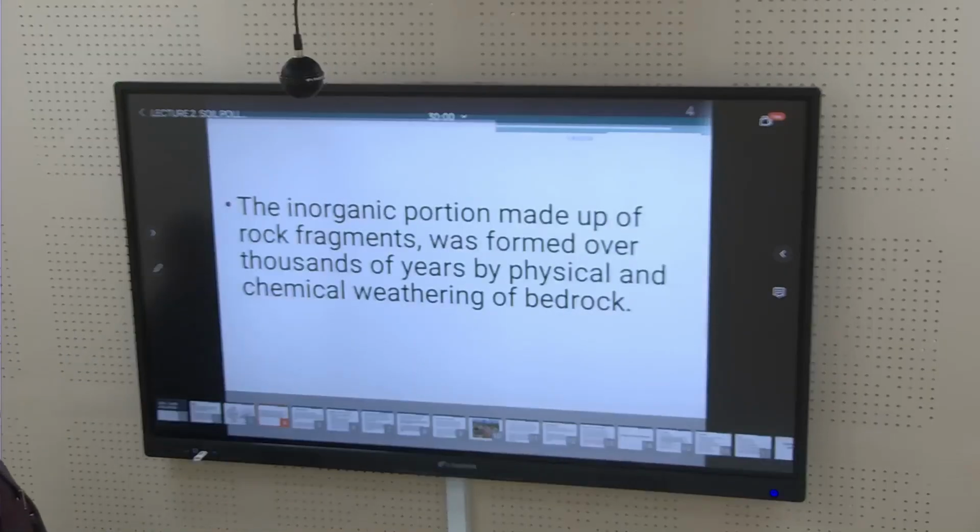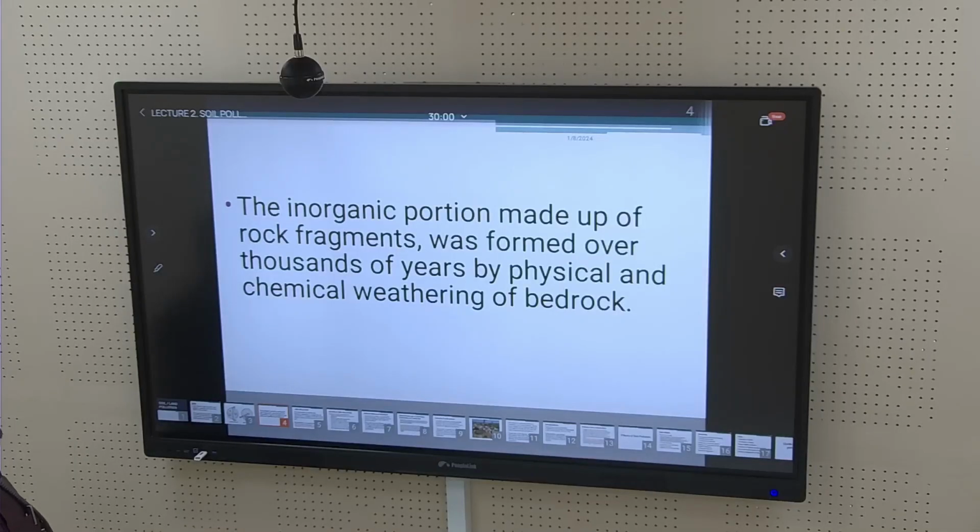So the inorganic portion made up of rock fragments was formed over thousands of years by physical and chemical weathering of bedrock. Let's take as the formation of soil from rocks.